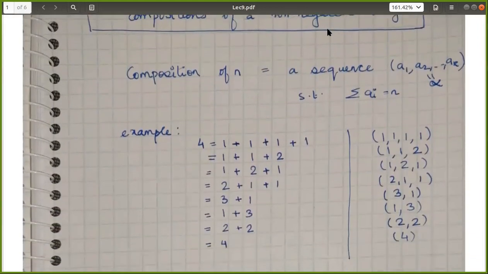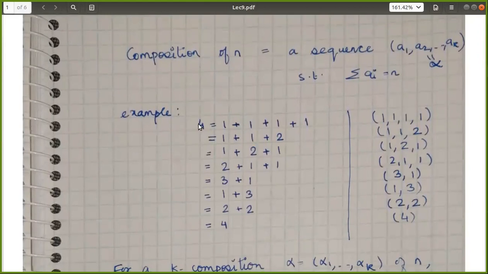Before that, let's say I choose my n to be 4. Then this can be written as 1 plus 1 plus 1 plus 1. Is my mouse also visible? Yes, ma'am. Okay. So this particular composition corresponds to the sequence 1, 1, 1, 1. Ordering matters here. And similarly, if I write 1 plus 1 plus 2, this corresponds to the sequence 1, 1, 2.